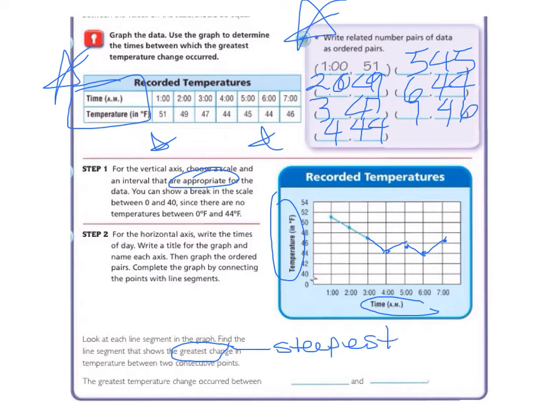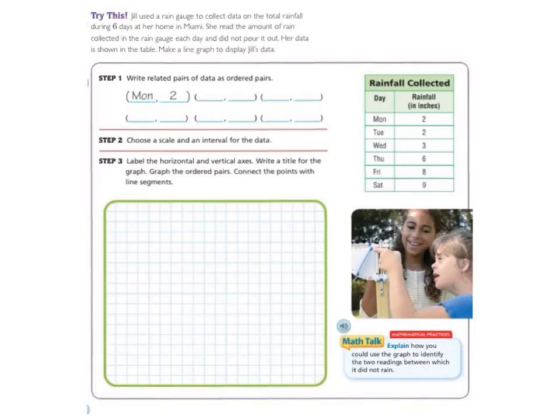Because when the line graph is steepest, that means that it has the greatest change. So when we look at our line graph, we can see that it is the steepest between 3 o'clock and 4 o'clock. So that's when we had the greatest temperature change. It was between 3 o'clock and 4 o'clock. Let's move on to the next page.